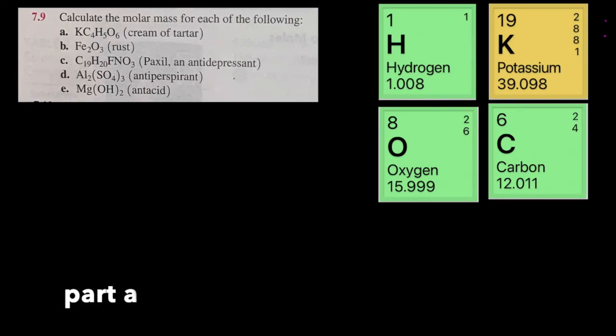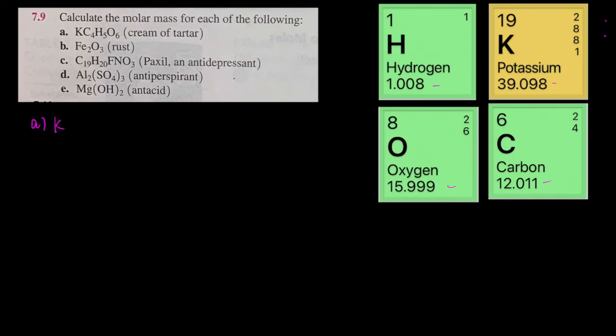Let's calculate some molar masses for some compounds. Let's do part A. So we've got this KC₄H₅O₆. And we're going to use the average atomic masses found in the periodic table. I'm using the numbers here from ptable.com. So we've got these numbers on the bottom of the element in each of the boxes on the periodic table. And those are the ones we want to use.